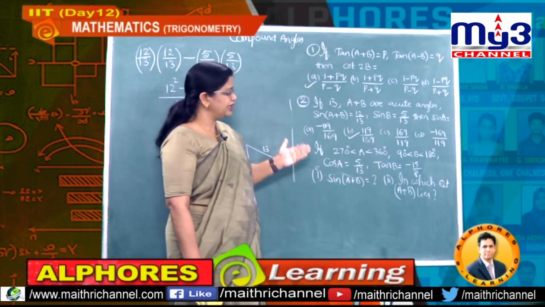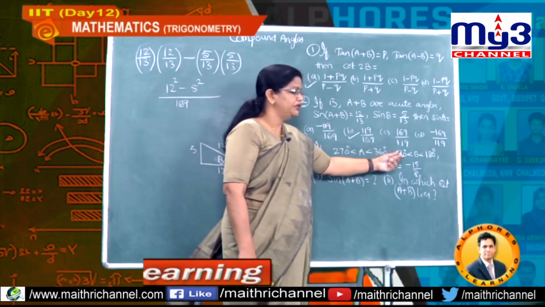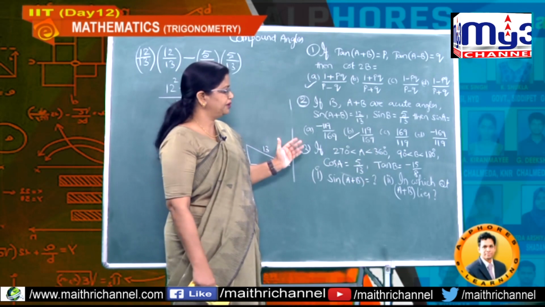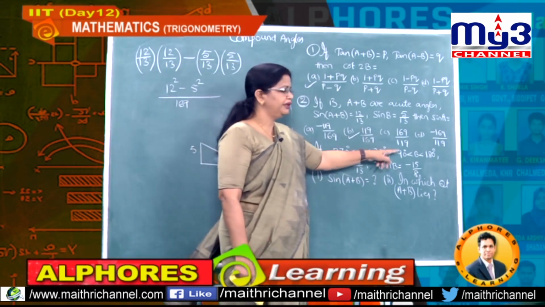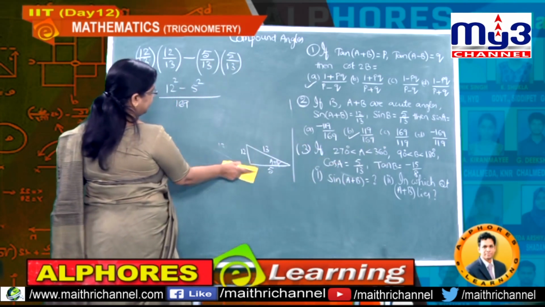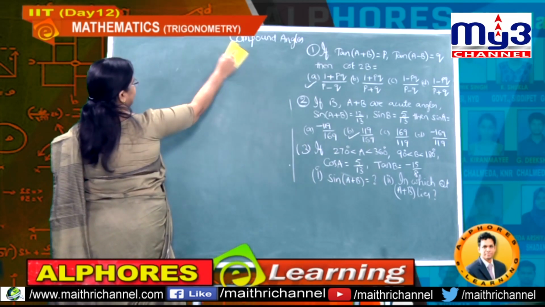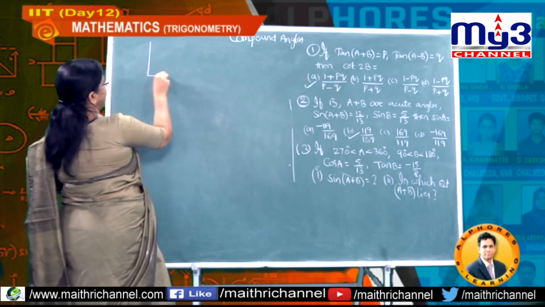So, whenever they ask in which quadrant A plus B lies, students, don't add these two inequalities and thereby decide. You may or may not get the exact answer, that is why better don't add these two. Let us find. First, let us write here the given data. What is the given data? A is in which quadrant? Fourth quadrant and B is in second quadrant.